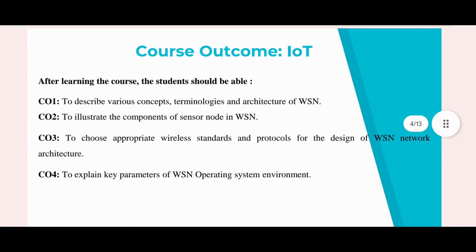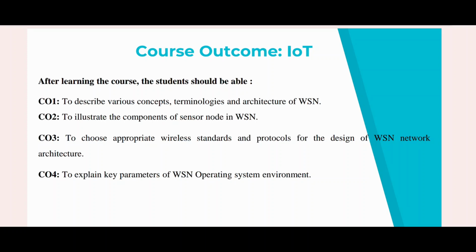Let us talk about the course outcome. So what is a course outcome? After learning the course, the student must be able to know some facts. So let us talk about these facts. The first one, CO1, is to describe various concepts, terminologies, and architecture of WSN. So we should know some of the fundamental concepts of WSN, some of the basic terminologies required for designing of WSN, as well as the WSN architecture.